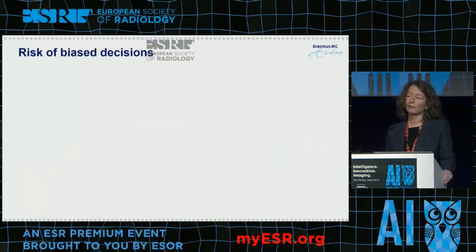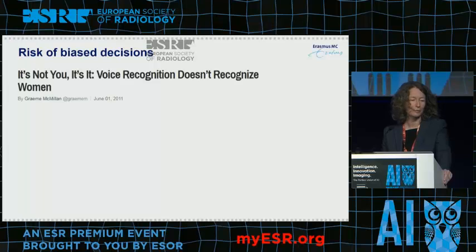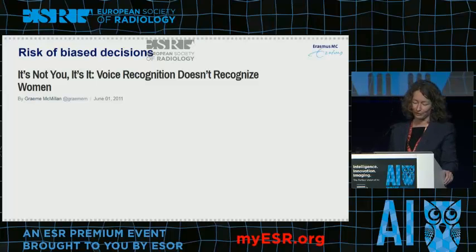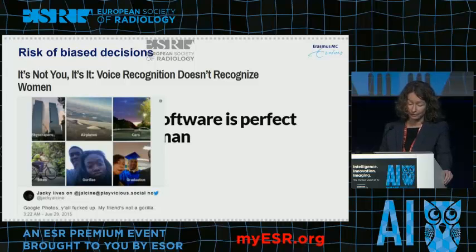Now there's a risk when using AI that your decisions are biased. So here are some examples that you may have seen before. Early software for speech recognition could not understand women, as it was mostly trained on examples of the software developers themselves, which were mostly men. Similarly, face recognition in the early stages did not perform very well for everybody and made very painful mistakes.